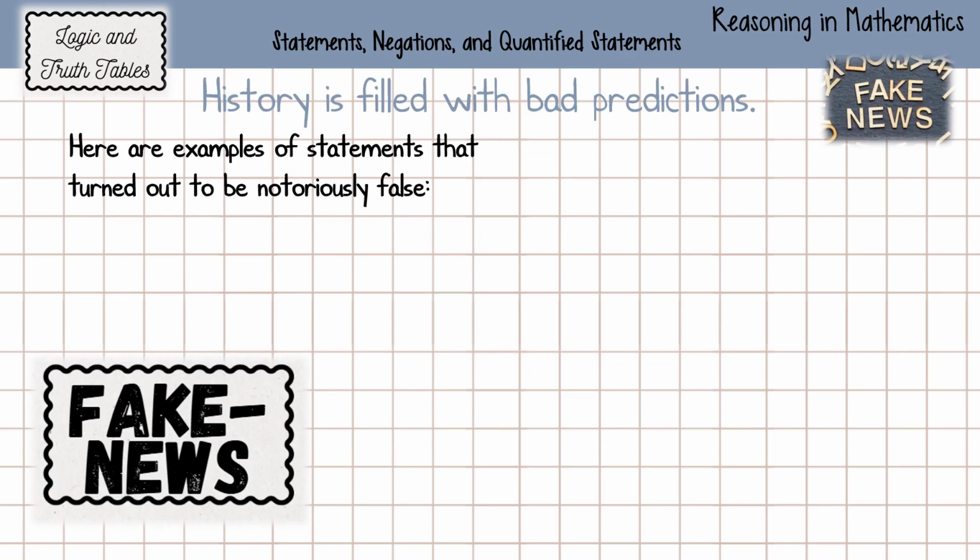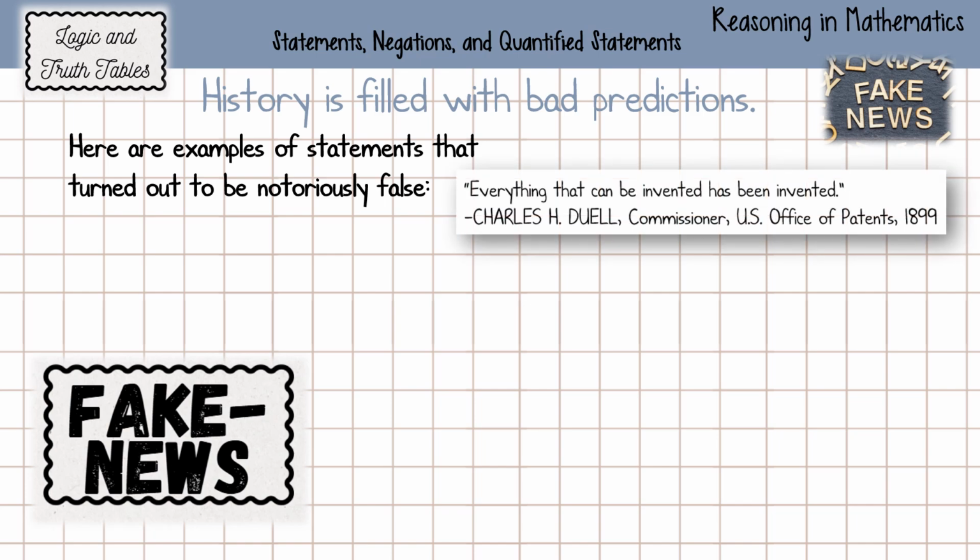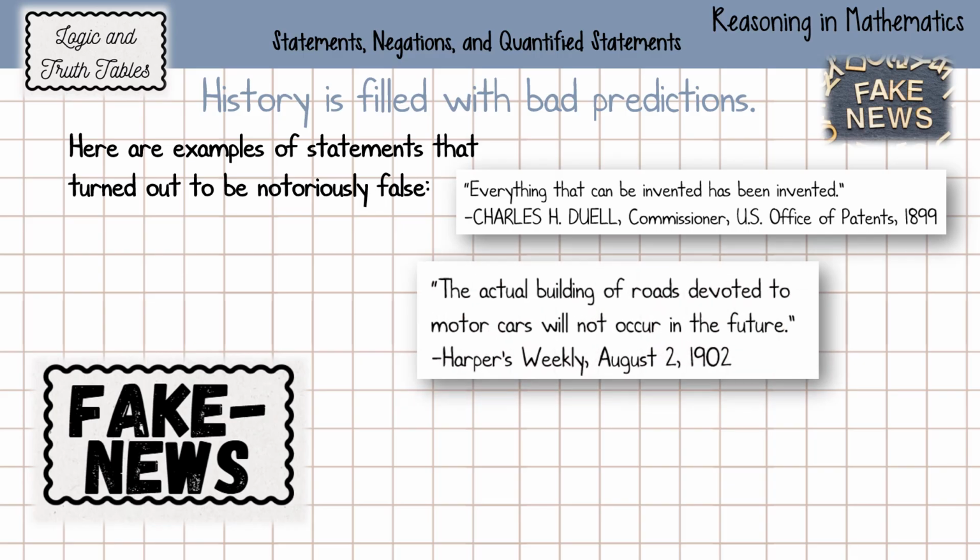History is filled with bad predictions. Here are examples of statements that turned out to be notoriously false. Fake news nowadays. Back in 1899, "Everything that can be invented has been invented." Charles H. Duell, Commissioner, U.S. Office of Patents. Back in 1902, "The actual building of roads devoted to motor cars will not occur in the future." Harper's Weekly, August 2nd, 1902.